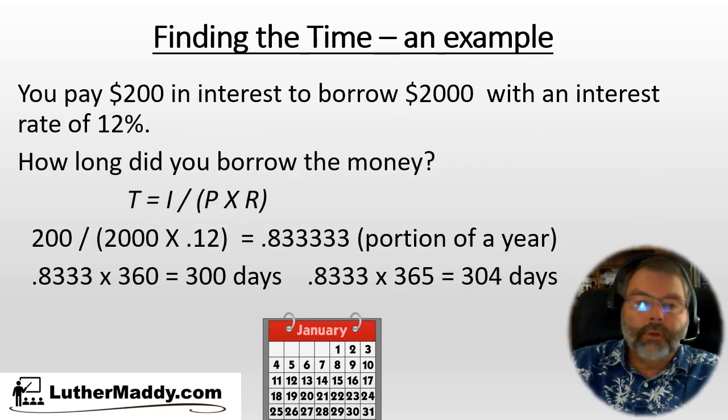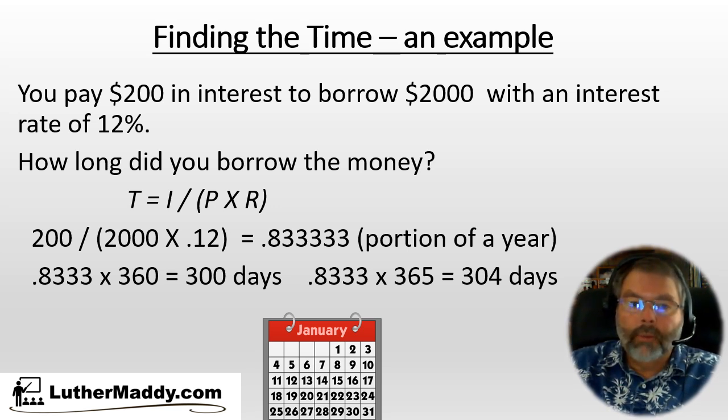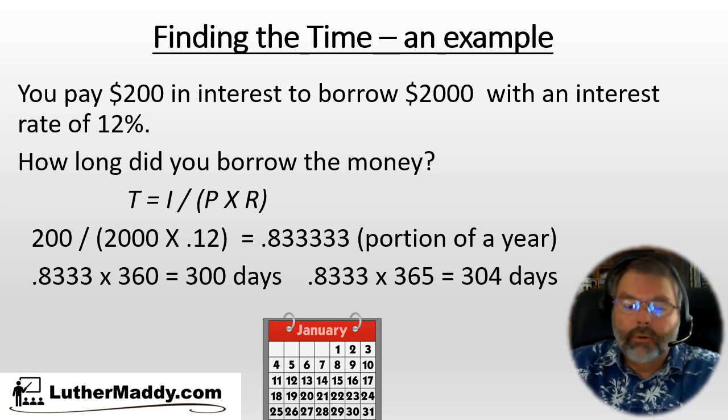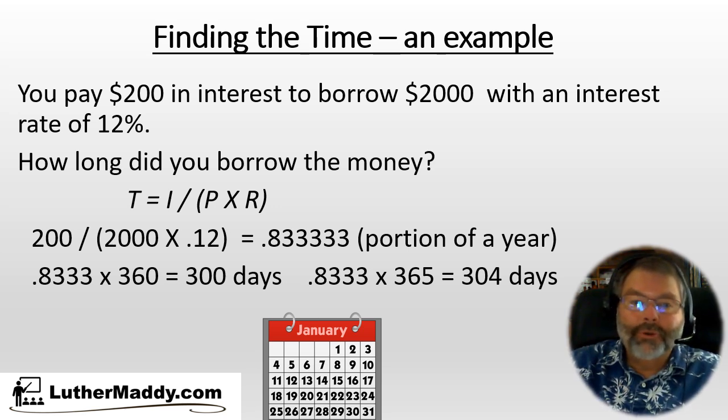All right, so here's an example of trying to find out how long we borrowed the money for. We know that we paid $200 in interest and we borrowed $2,000 and we had an interest rate of 12%. Well, the formula to compute the time is the amount that we paid in interest divided by the principal times the rate. Now remember, there's two different year formats, 360 days or 365. So we're going to end up with two different answers here.